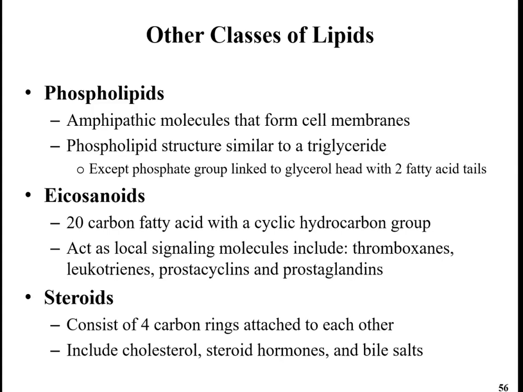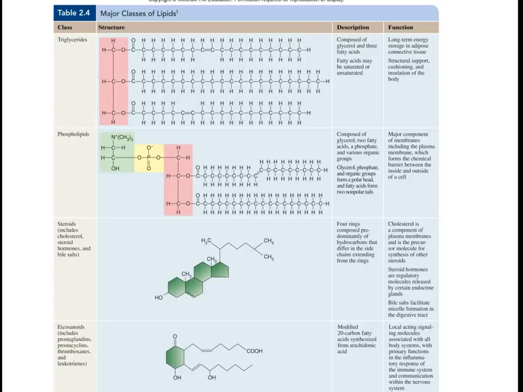And then steroids. These consist of 4 carbon rings attached to each other, and these include cholesterol, steroid hormones, and bile salts. And this is what they all look like. We already went over the triglycerides here, the glycerol head and the 3 fatty acid tails. Here's what a phospholipid looks like, and you may recall the 3D structure earlier in this lecture that we saw, but the polar head and the nonpolar tails. Polar head, nonpolar tails. Steroids, here are the rings of the steroids and the eicosanoids.